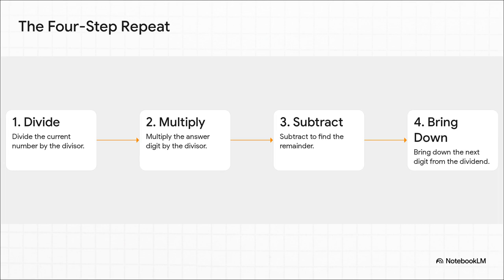Okay, this right here is the absolute heart of it all. It's a simple 4-step cycle that you're just going to repeat. That's it. Divide, multiply, subtract, and bring down. Think of it like a little dance you do over and over again until the problem's solved. Let's see how it looks.